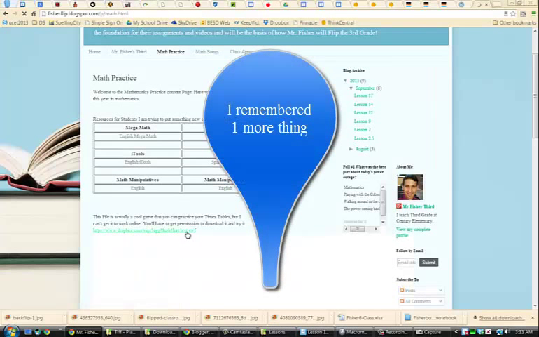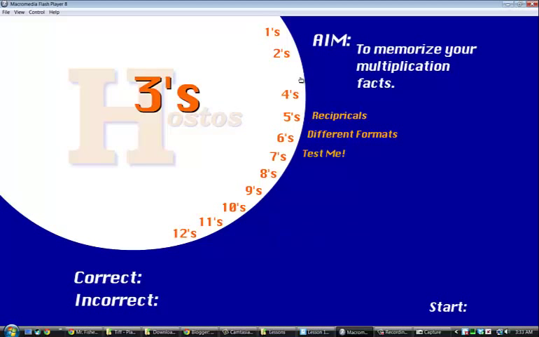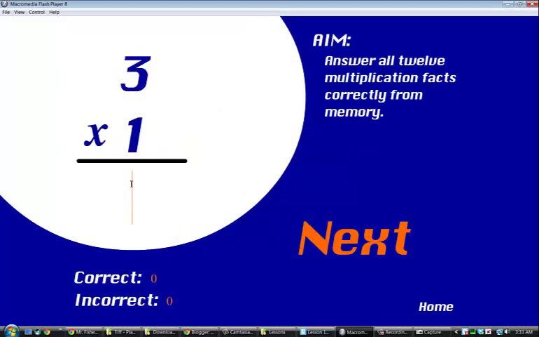Down here is a cool game that you can practice. Make sure you get permission to download it. But this is what it looks like. You have, let's try our 3s. Push go. You have to make sure you're typing 3, and then you have to make sure you push next. 3 times 2 is 4. Oh, notice I got that one wrong. 3 times 3 is, I'm going to do this with my fingers, 9. I got that one correct.